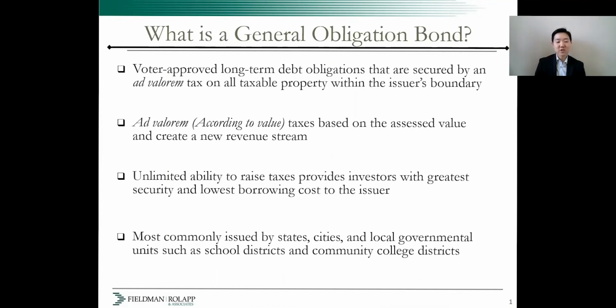Lastly, general obligation bonds can also be issued by states, counties, cities, and towns as well. But this presentation will focus primarily on the K-12 and community college sector. The main difference between these two groups is that only school districts and community colleges can pass bond measures with a lower required voter threshold of 55% compared to the traditional 2/3 voter requirement.